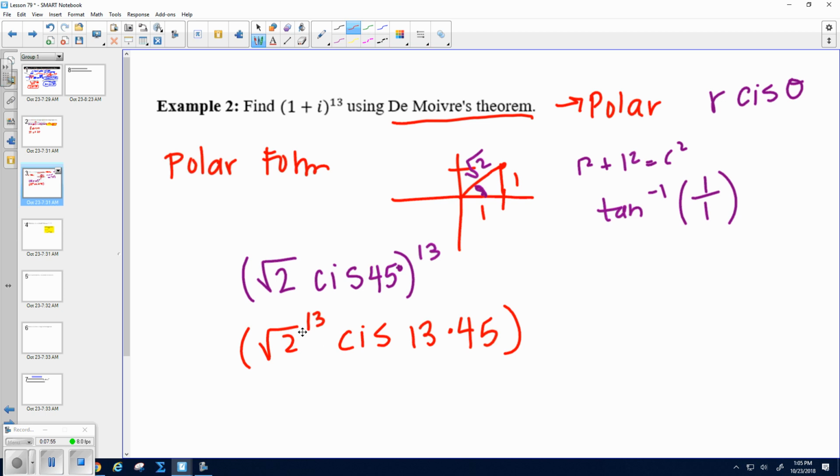So the square root of 2 to the 13th power. Well, the square root is the same as the 1/2 power. So this would be 2 to the 13 over 2. And I'm going to go ahead and multiply 13 times 45, and that's 585 degrees.